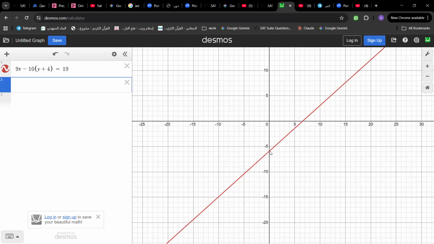And see the x-intercept. This is the x-intercept, 6.5. But you cannot turn this into a fraction, so this way does not always work. If you find a way to turn it into a fraction, it will work.